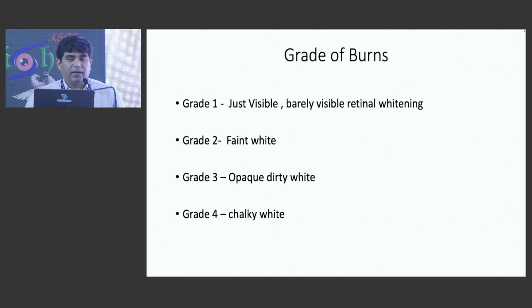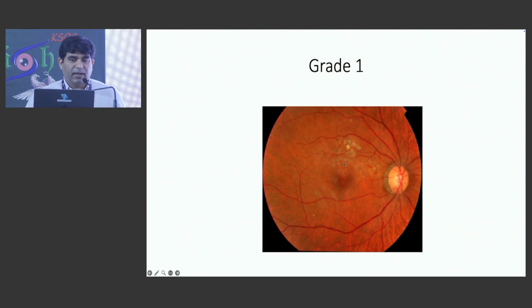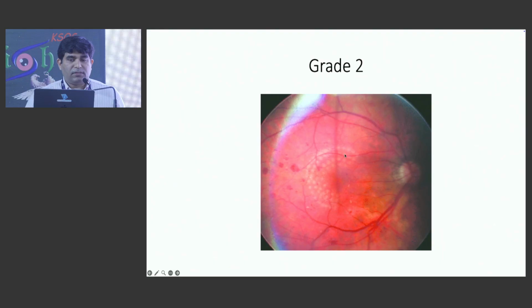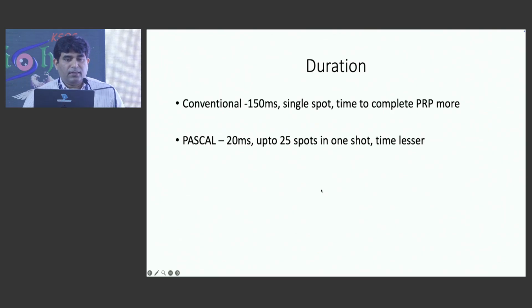Now, coming to the grades of burns, there are grades 1, 2, 3, and 4, which was already told before. So this is the grade 1 laser, which is just a faint blanching that can be seen. And grade 2 burns are basically used in the grid macular photocoagulation. And coming to the duration, with the conventional laser we use 150 milliseconds for a single spot, which is the time to complete the PRP. And the newer ones, with the Pascal, use about 20 microseconds, and up to 25 spots can be given in one single shot.